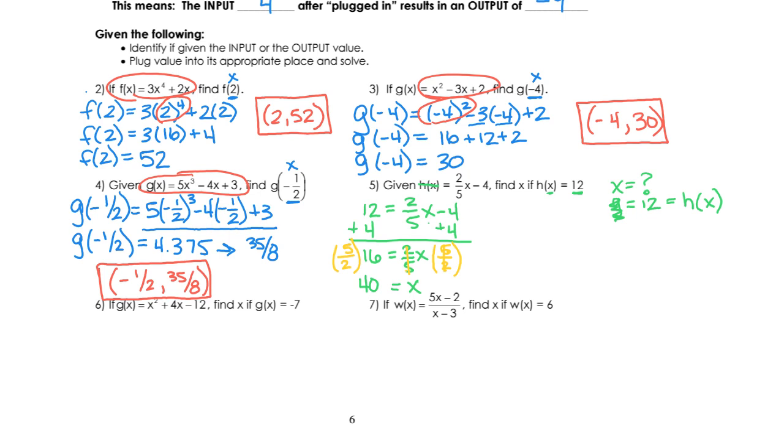And so if we were doing a point on this graph, if we were to graph this, it's actually linear. It's a line. You can notice it's in the y equals mx plus b format. And our x value actually is 40, and then our y value is 12. And so the point (40, 12) would be on this graph. Okay. All right, number 6.